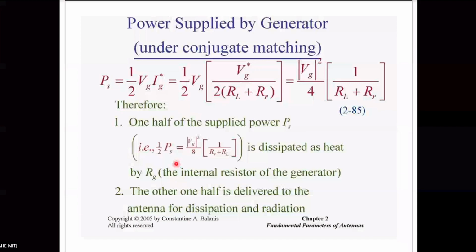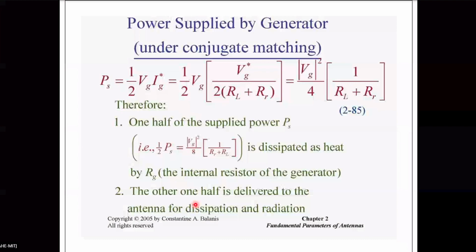Therefore, half of the power supplied by the generator is dissipated as heat by RG, the maximum power supply. The other half is delivered to the antenna for dissipation and radiation. The other half comprises two parts: one is the loss and the other is the radiation.